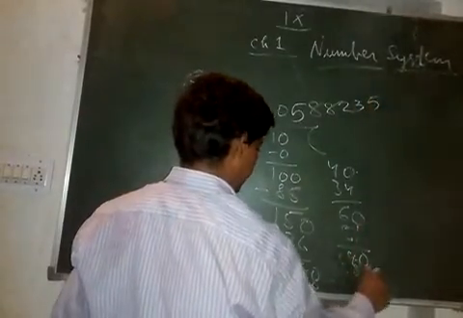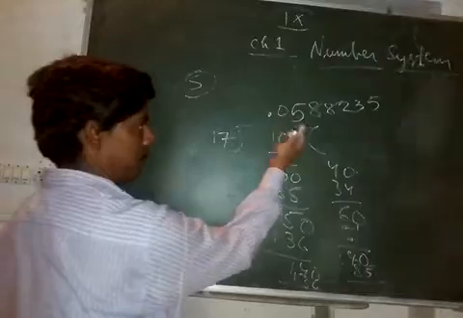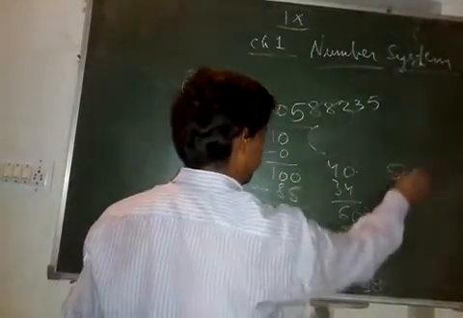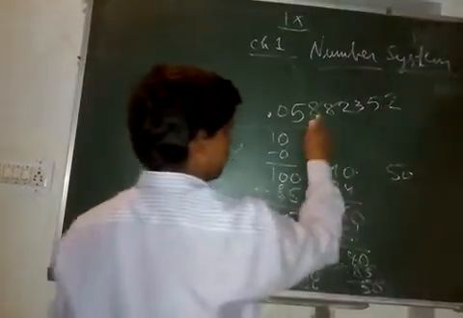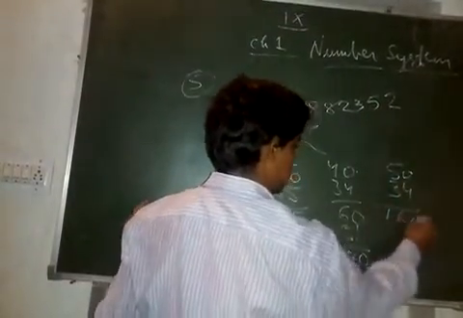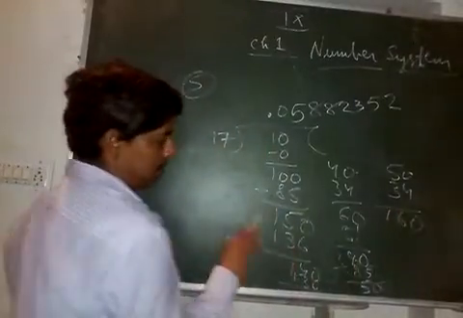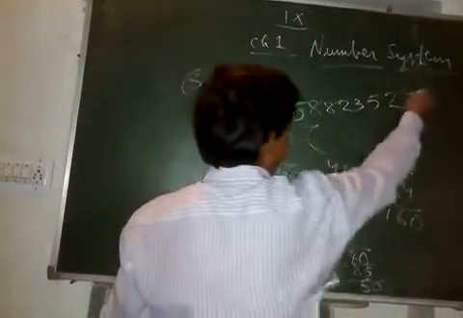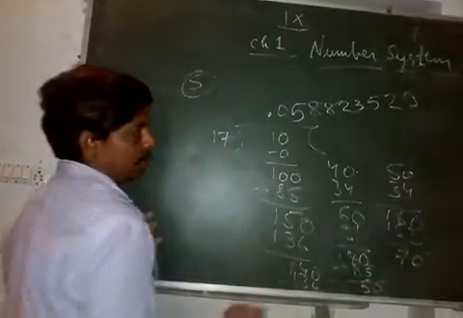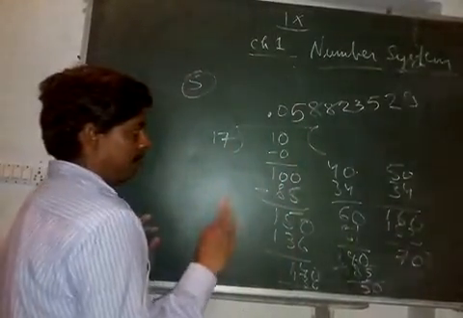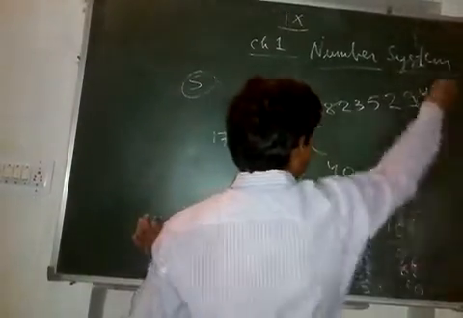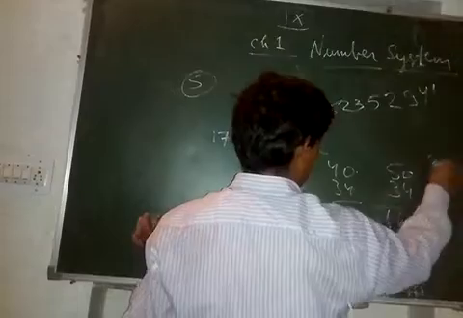Here at this step it might appear that 5 is repeated, but let's check. We get 50 again, and 17 2s are 34, so 50 minus 34 gives 16, not repeated. So 34, then we take 160, then 17 9s are 153, we are getting 7. Then 70, 17 4s are 68, we are getting 2 here. Then 17 1s are 17, we are getting 3 here, 30.